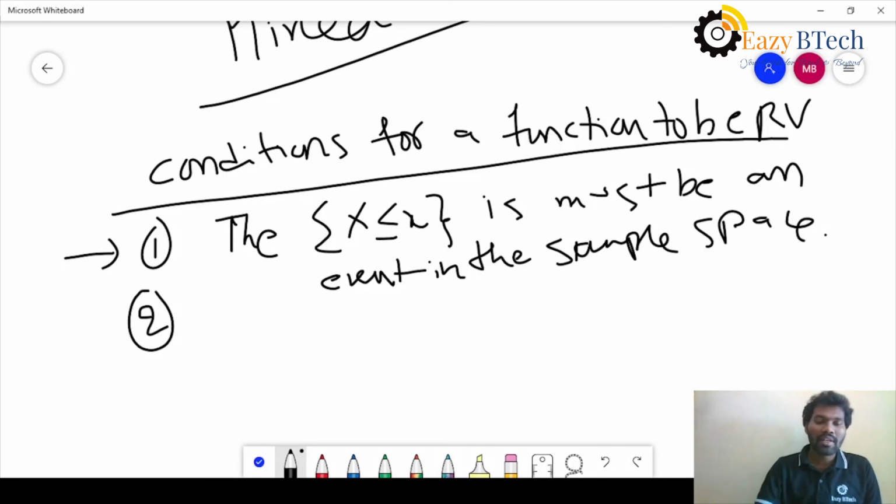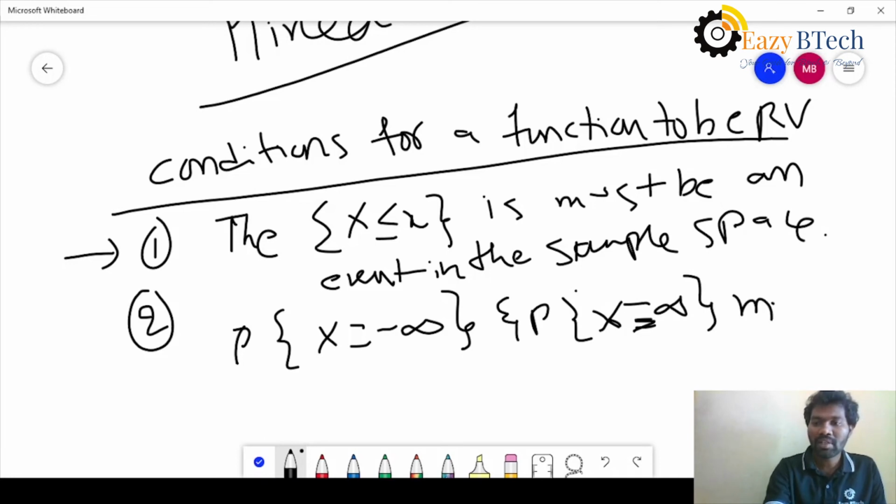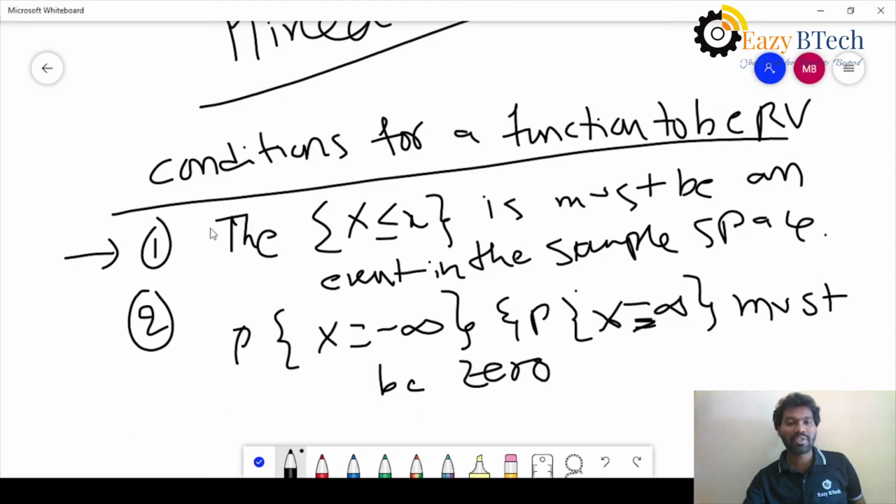So this is the first condition, and the second condition is the probability at x equal to minus infinity and the probability at x equal to infinity must be zero for a function to be a random variable. So these are the conditions. Two conditions should be satisfied for a function to be a random variable. This might be given as a 2 marks question. So see this one. The set X less than or equal to x must be an event in the sample space, and the probability of x equal to infinity and x equal to minus infinity must always be equal to 0. These are the two conditions for a function to be a random variable.